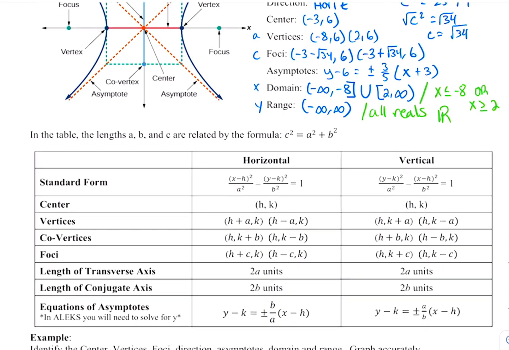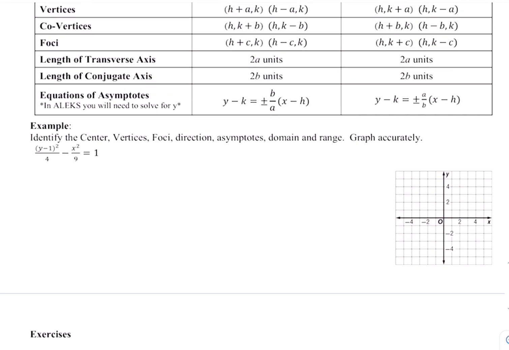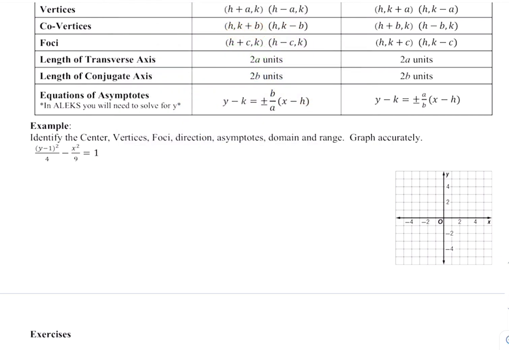All right, let's do one more practice like that. And then we are also going to do a graph. So as I'm looking at this time my y² term is positive. So that tells me that it's going to be a vertical parabola. So my U's are going to open up and down like this.